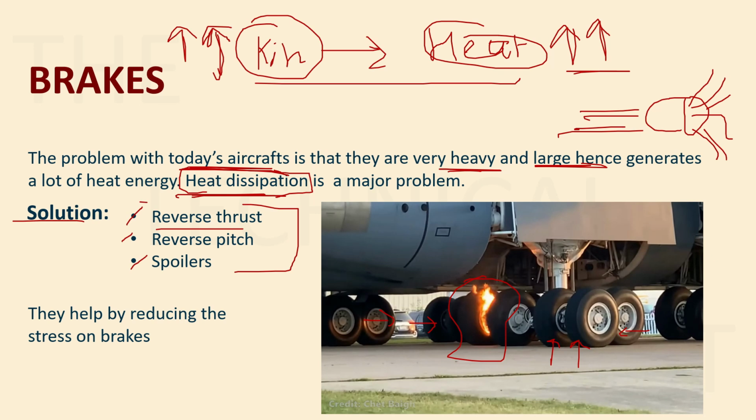We'll study about these in some other chapters, but these are the solutions that we have for reducing the requirement of brakes, right? They help by reducing the stress on the brakes so that we don't have a problem of heat dissipation. So still we do have this problem in modern aircraft, and we'll see how we deal with them.